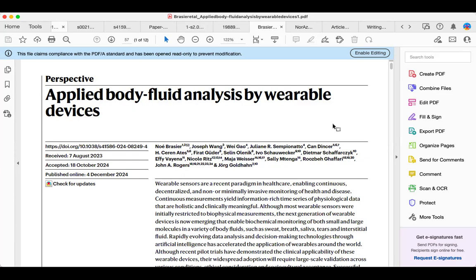So that's why this author, Noah Brazier, is focusing on body fluid analysis, because if he just wrote about wearable devices, there are already a lot of papers on the market, so it's going to be very difficult to do a good review paper. But there's not a lot. There are not many wearable devices that discuss body fluid analysis. So let's look at the structure of a review paper.